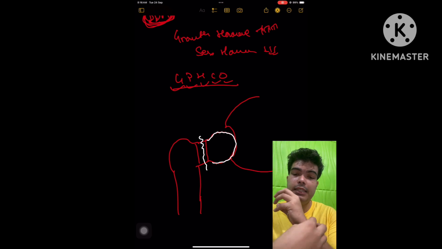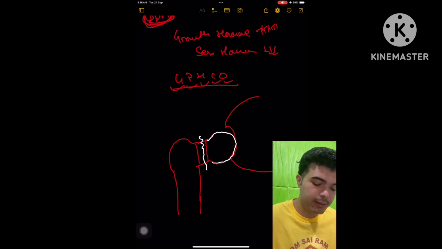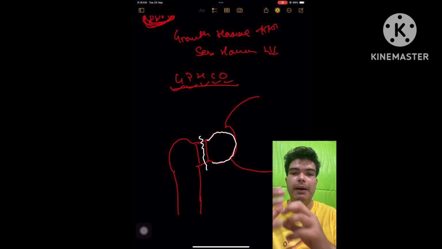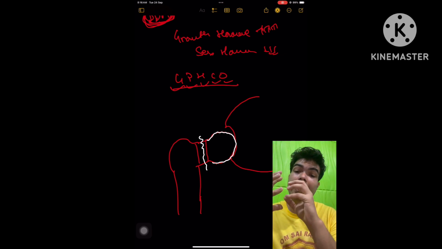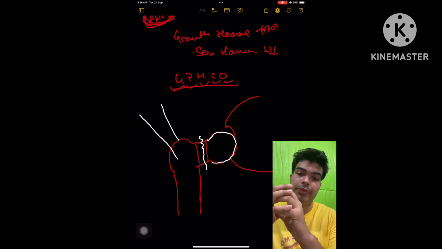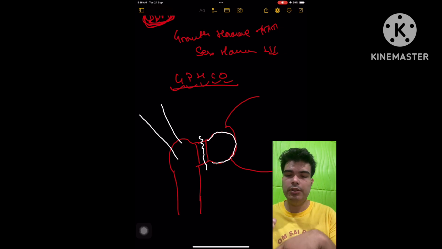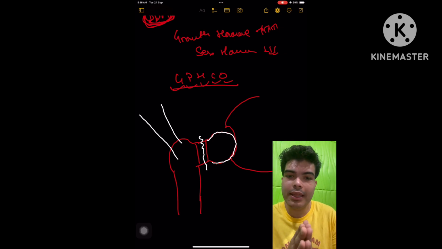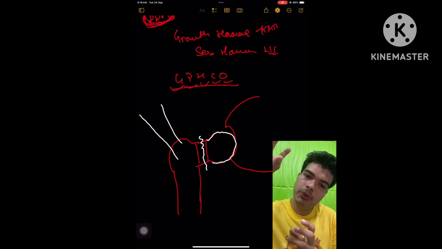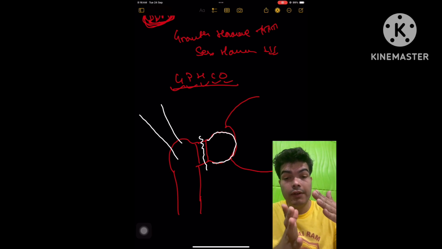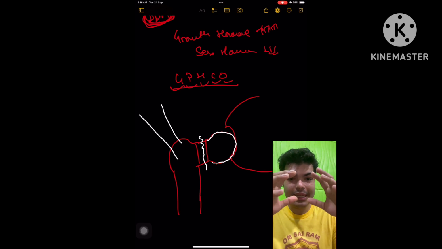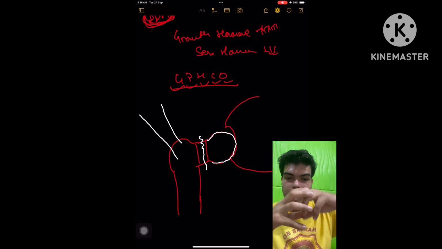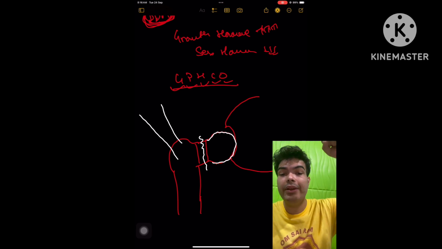Then this part is being pulled by the muscle. There is a muscle attached over here, and this part is pulled by the muscle, but the head of the femur will stay inside here. So SCFE is a misnomer. Do not think that the epiphysis will be slipped. It is just the shaft of the femur as well as the neck which is being pulled. This pull is towards the superior aspect.